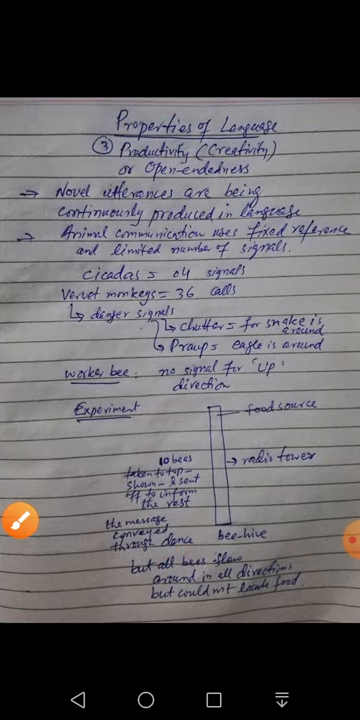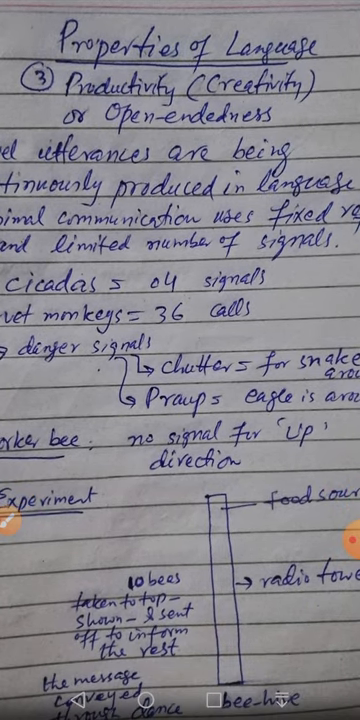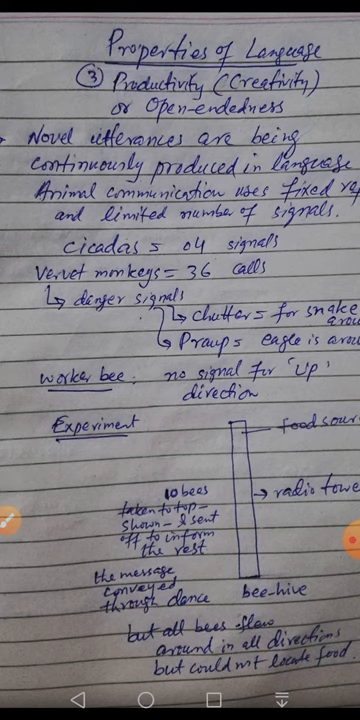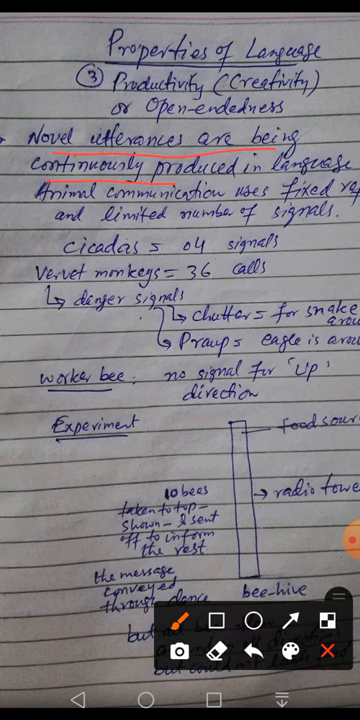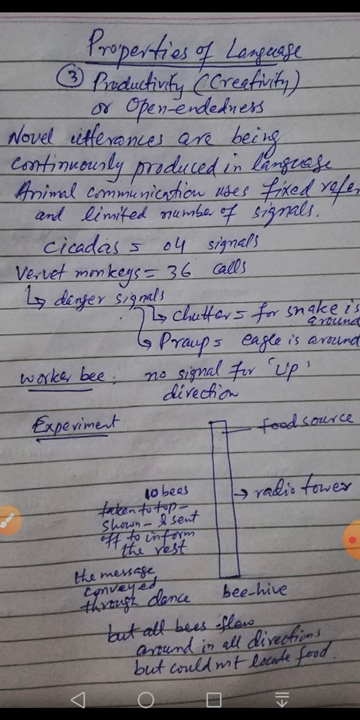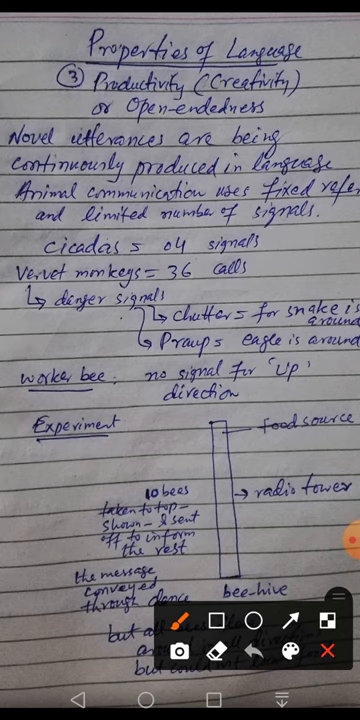Next we have productivity, creativity or open-endedness. These are three synonymous terms meaning that humans are capable of producing novel utterances, okay? Whenever we see a new phenomenon, we can create new combinations of words, okay? New utterances are continuously produced in human language. So an animal communication system has a fixed reference and a limited number of signals. Like cicadas, which are a kind of insect, have four signals and no more utterances, no more communication symbols. Vervet monkeys have got 36 calls, okay, but they cannot invent more calls, and their set of communication signals is limited.